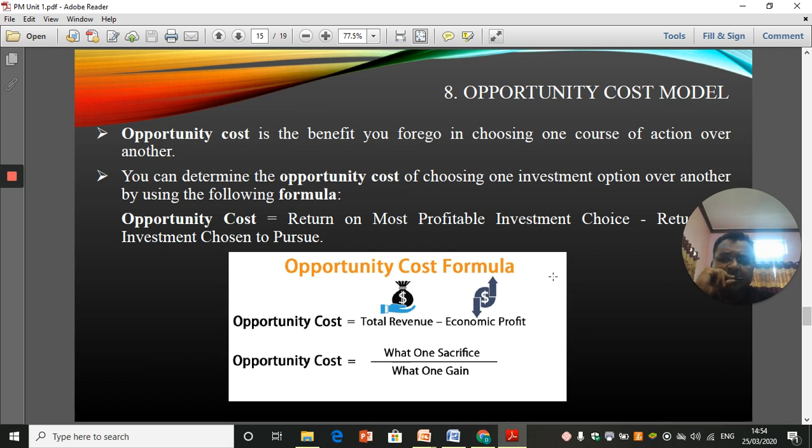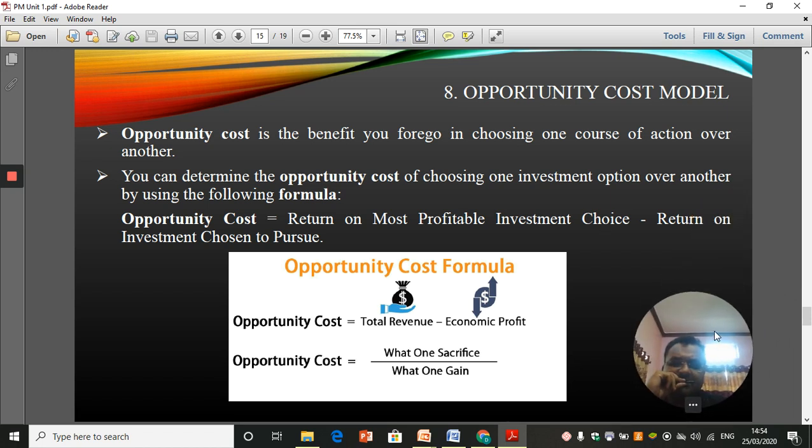Then the opportunity cost model. Opportunity cost is the benefit you forego in choosing one course of action over another. You can determine the opportunity cost of choosing one investment option over another by using one formula: return on the most profitable investment choice minus return on the investment chosen to pursue. So whenever you choose any project, you always forego other projects because you have project alternatives. You always lose an opportunity because you have to select one.